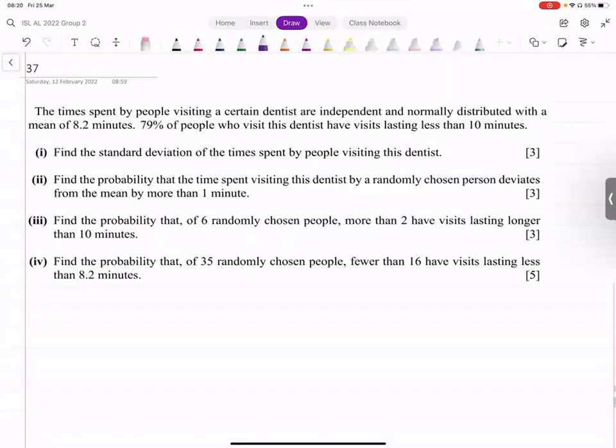Okay, good. चलें, let's start. So the time, okay, good. The time spent by people visiting a certain dentist are independent and normally distributed with mean of 8.2 minutes. Okay, so normal distribution है, उसने बता दिया. Mean is 8.2 and you're given 79% of people who visit this dentist have visits lasting less than 10 minutes.